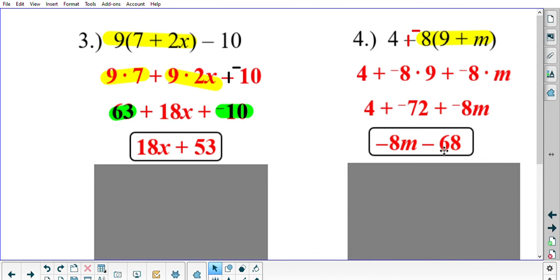You can see I changed the plus negative 68 to become minus a positive because, like I said a minute or two ago, algebra teachers consider that to be the simpler form of writing the expression. Instead of plus negative, you write it as minus positive.